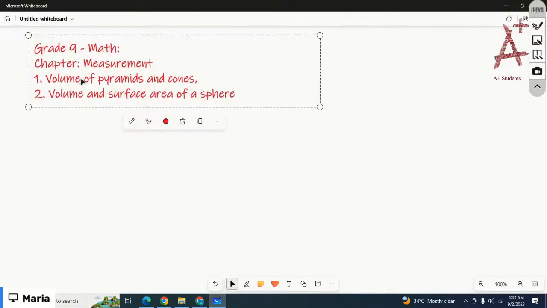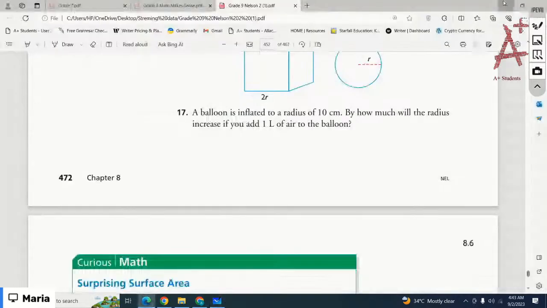So we were working on grade 9 math. Chapter we're working on is measurement, and the lessons we have covered are volume of pyramids and cones, volume and surface area of a sphere. So if you have any question, you can please ask.